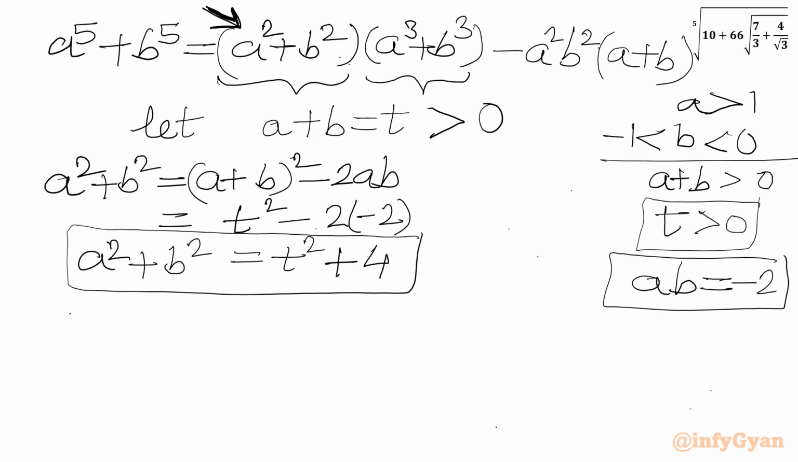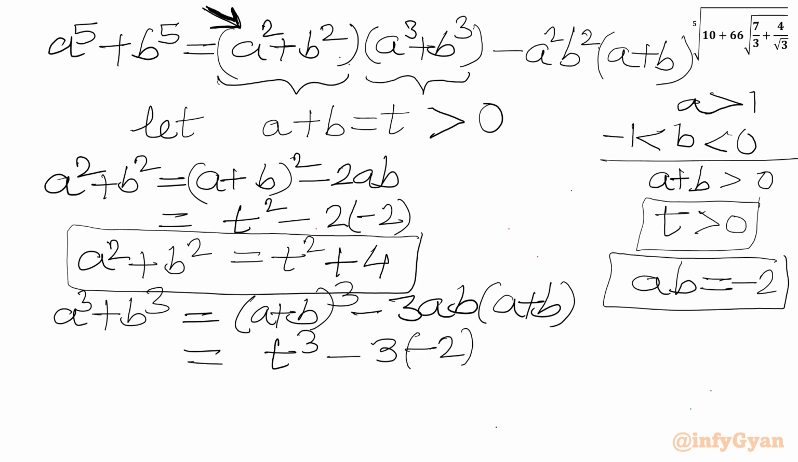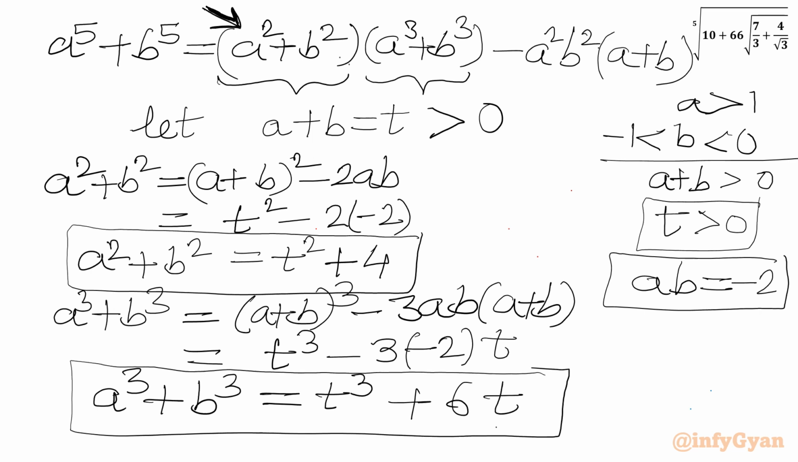Now calculate a cube plus b cube also. So a cube plus b cube is equal to (a plus b) whole cube minus 3ab times (a plus b). So I will be writing here t cube minus 3 times minus 2 times t. Or I can write a cube plus b cube will be t cube plus 6t.